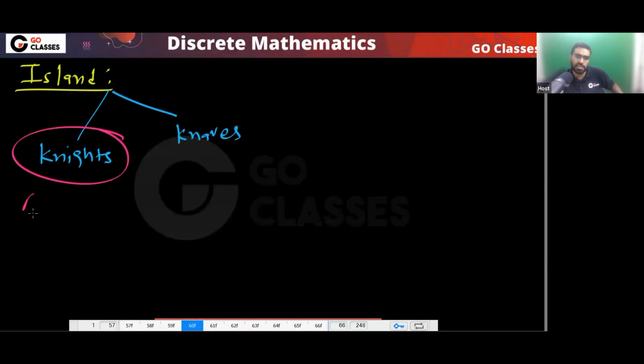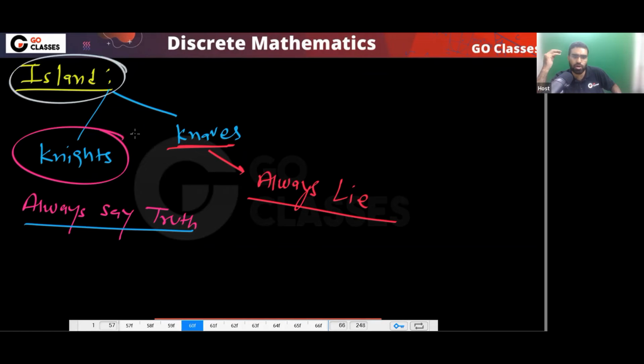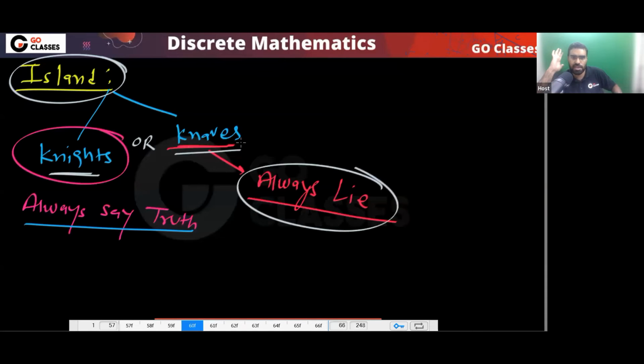These people, they always tell truth. They always say truth. And these people, they always lie. Is this clear? So these people will always say truth and these people will always lie. Either a person is knight or a person is knave. Knaves, they will always lie, and knights, they will always say the truth. Okay. This type of island is there.